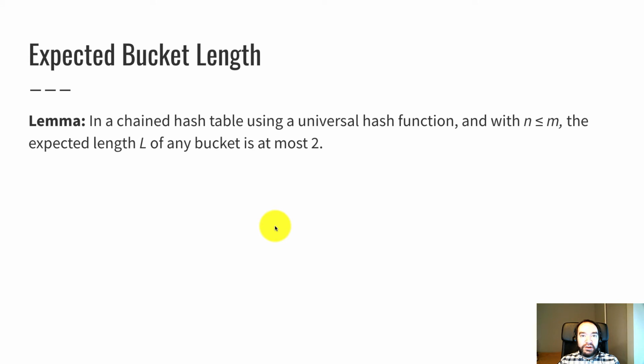Now let's look at a more likely scenario and work out what the expected value of the length of one of these buckets is. So here's the lemma that we're going to prove. The lemma says in a chained hash table using a universal hash function and with n less than or equal to m, the expected length L of any bucket is at most 2. So this is saying that the expected length of one of those buckets is 2. On average, we expect one of those linked lists to have 2 pairs in it.